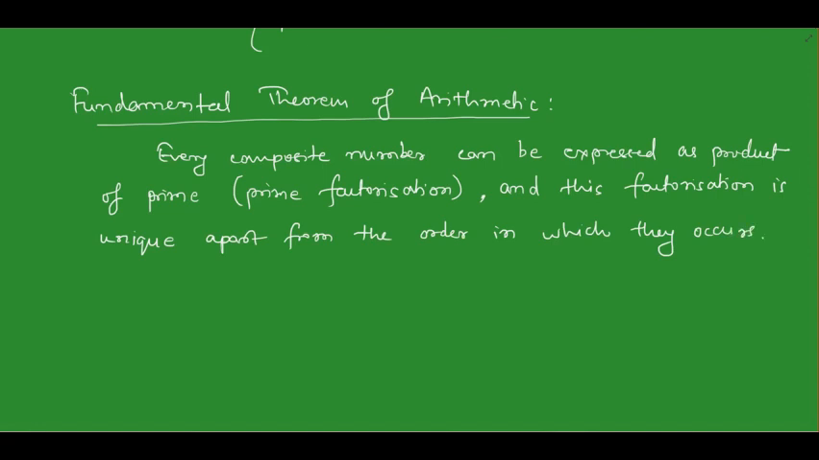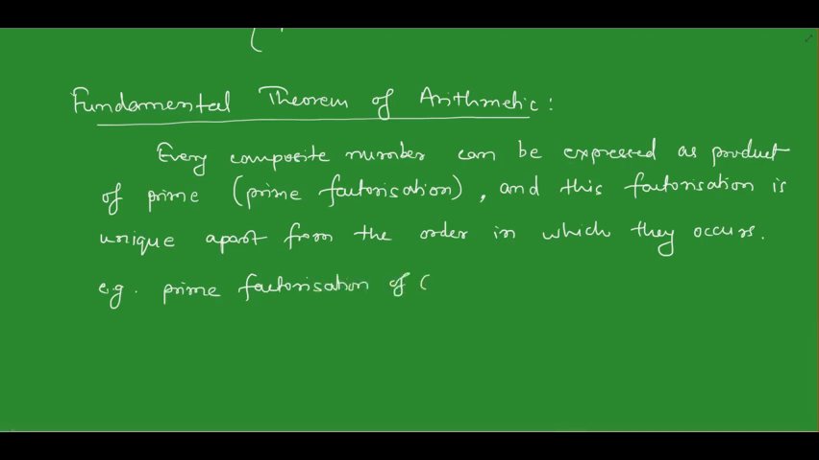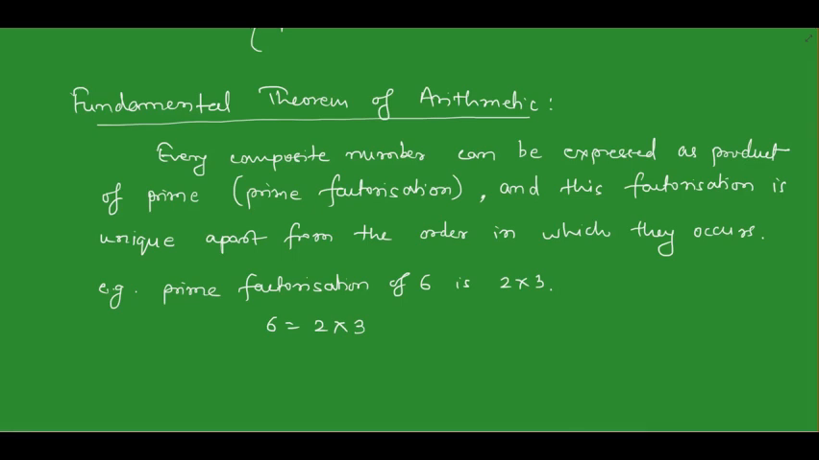Let us understand with an example, like the prime factorization of 6. The prime factorization of 6 is 2 into 3. Okay, that means 6 equals 2 into 3. So in the prime factorization of 6, you will always get 2 and 3 only. One number of 2 and one number of 3. Not less than this, not more than this.